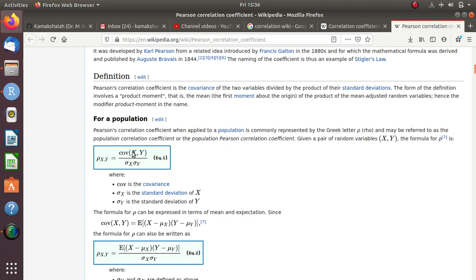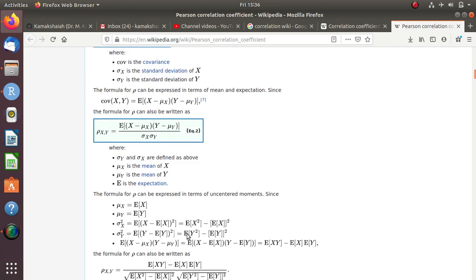Now the mathematical expression for the correlation is the covariance over the product of the standard deviations of the variables. Here you see x is a variable, y is a variable. First you need to find the covariance, and then the correlation can be obtained by dividing the covariance between the variables by the product of the standard deviations.